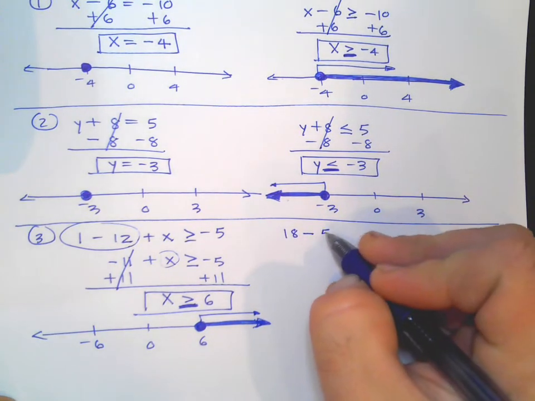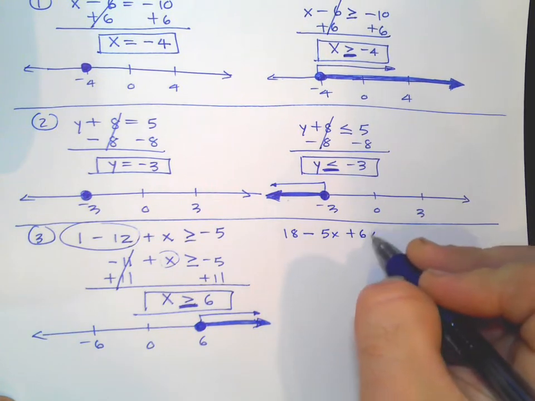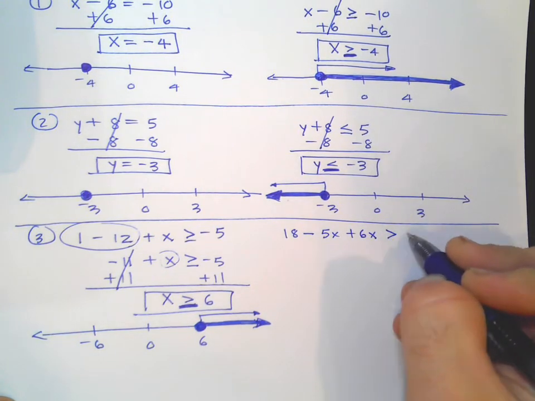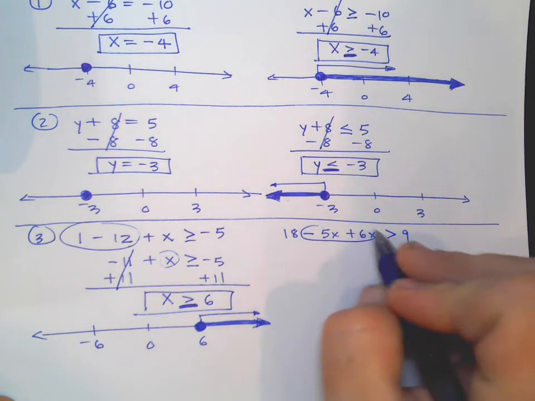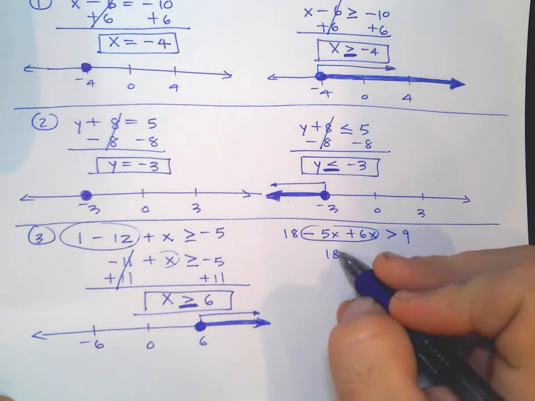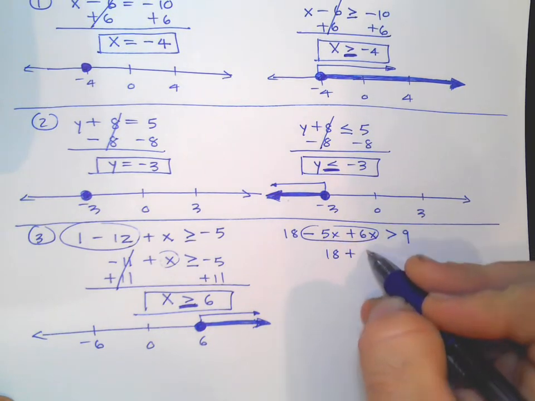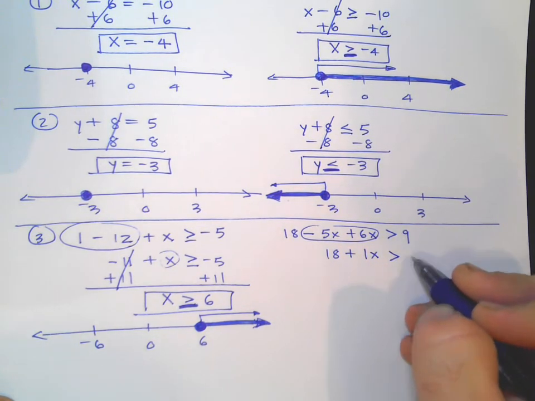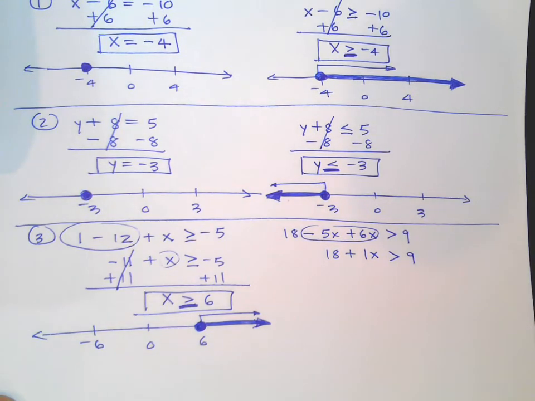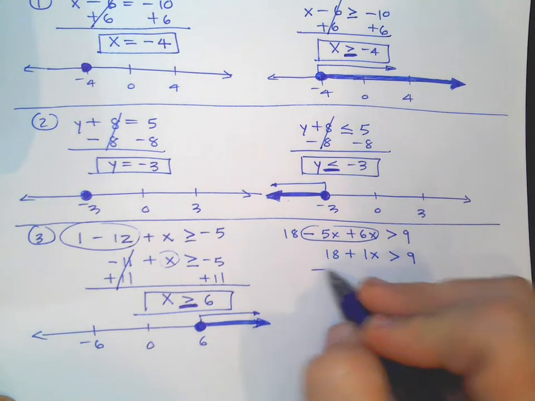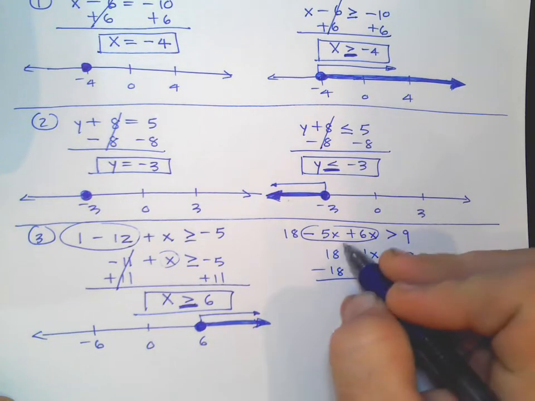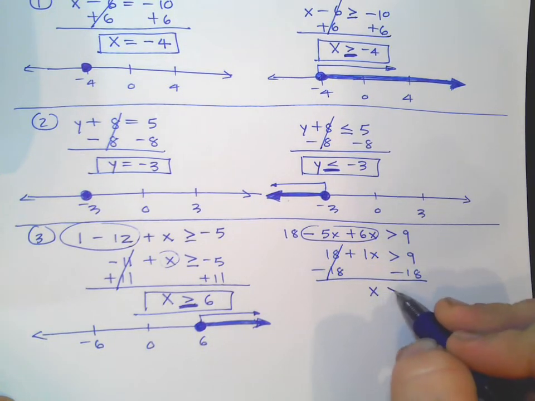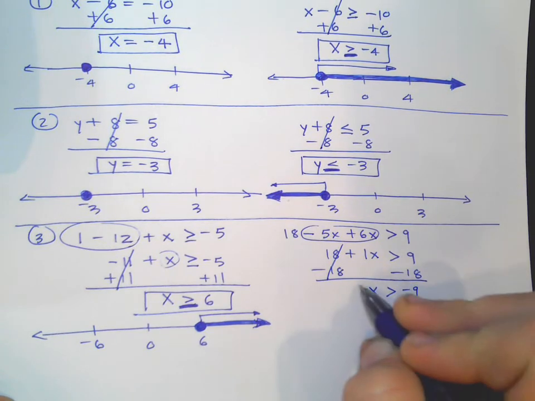18 minus 5x plus 6x greater than 9. So, combine like terms if they're on the same side. Negative 5x plus 6x is positive 1x. Now, we don't need to write the 1. You could. I'll drop it by the next step. Subtract 18 from both sides. x is greater than negative 9.